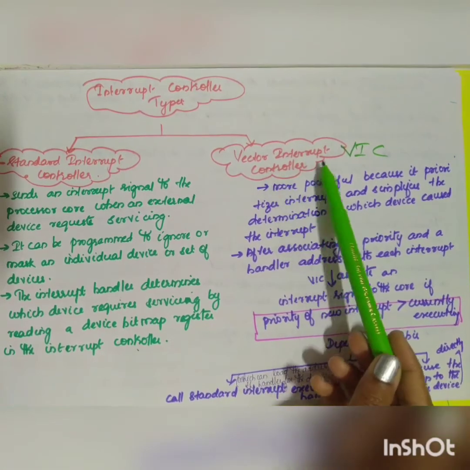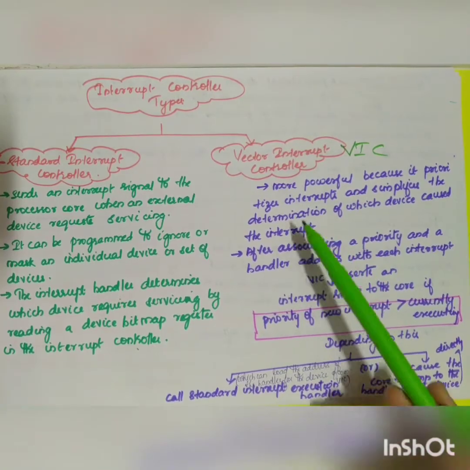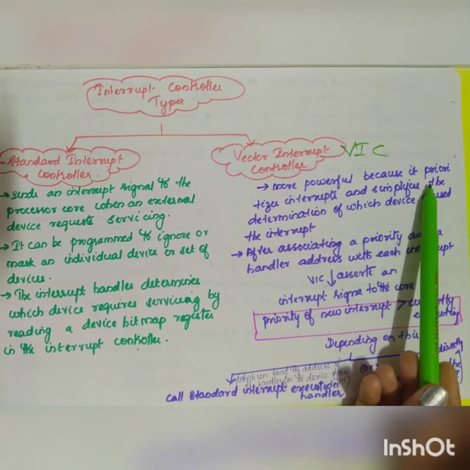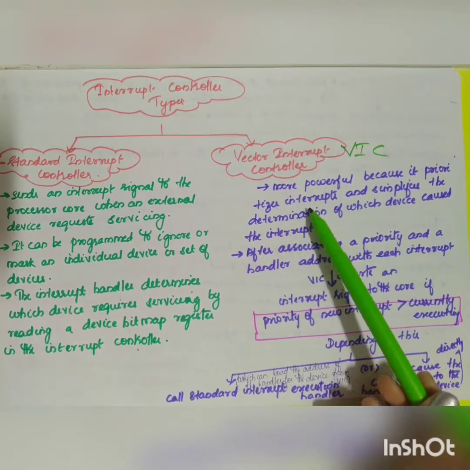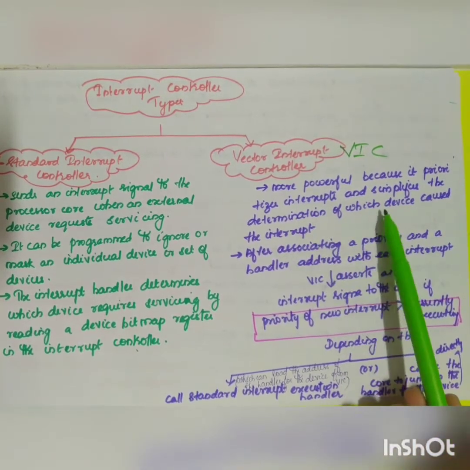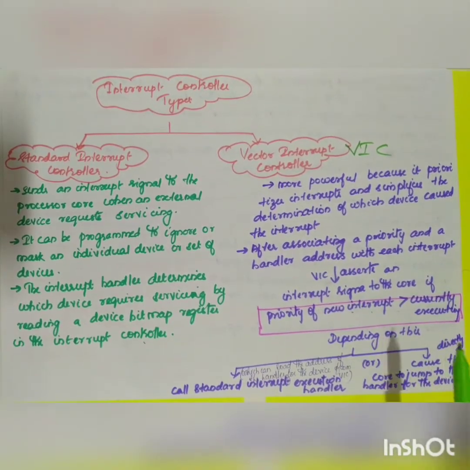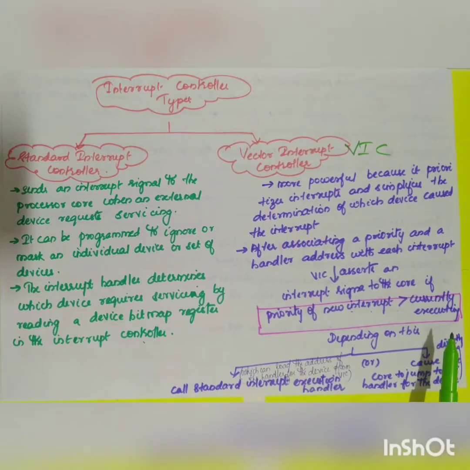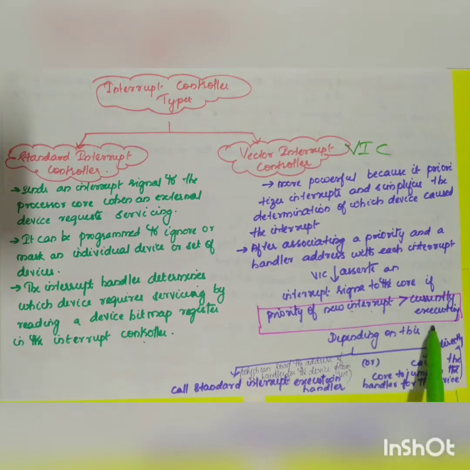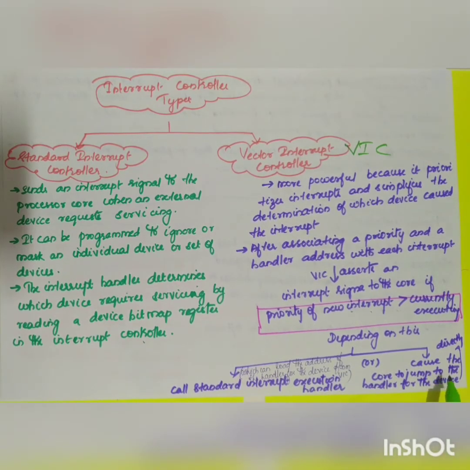Whereas in the case of the vector interrupt controller, what is happening? You have priority. It is more powerful because it prioritizes the interrupts and simplifies the determination of which device caused the interrupt. So in this case, if the priority of the new interrupt is greater than the currently executing interrupt, then depending on this condition, it will have two options. Either it will call the standard interrupt execution handler, which can load the address of the handler for the device from the VIC, or it causes the core to jump to the handler for the device directly.